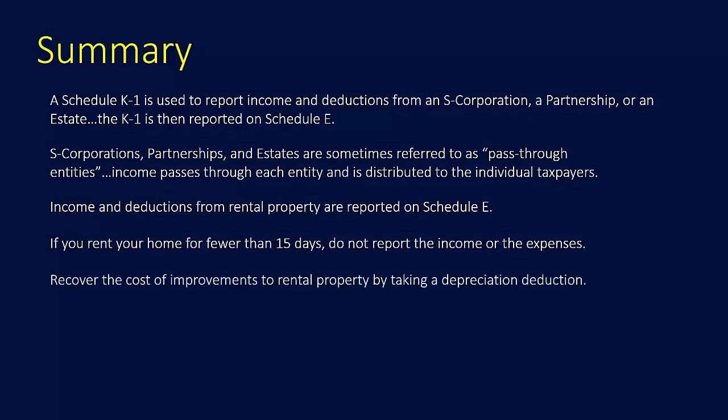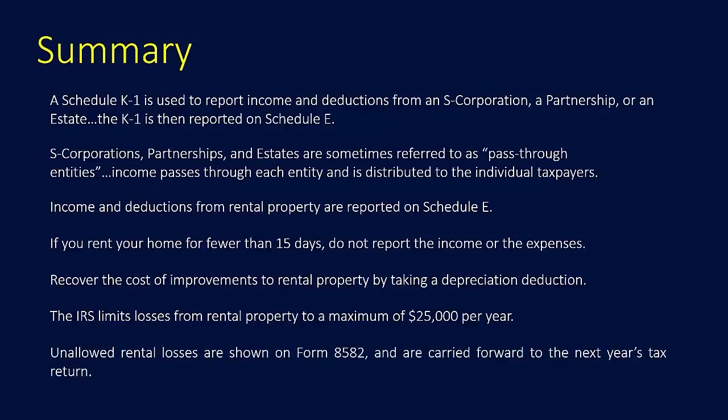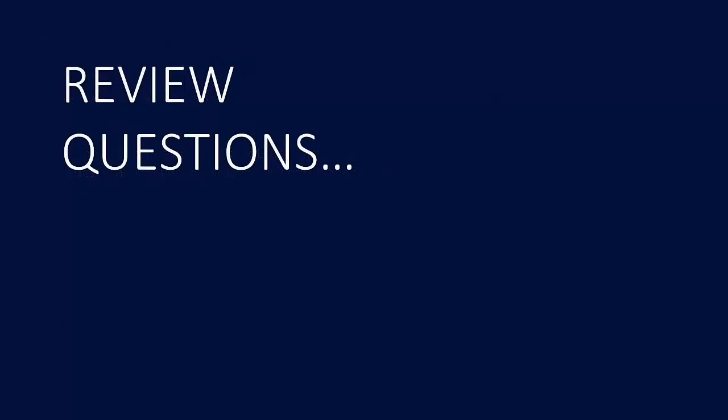Recover the cost of improvements to rental property by taking a depreciation deduction. The IRS limits losses from rental property to a maximum of $25,000 per year. And finally, unallowed rental losses are shown on Form 8582 and are carried forward to the next year's tax return. Now let's look at some review questions.